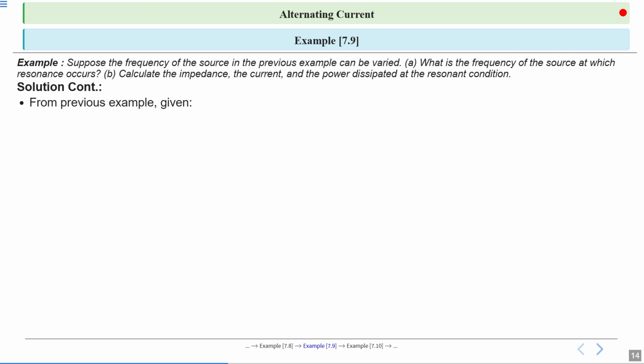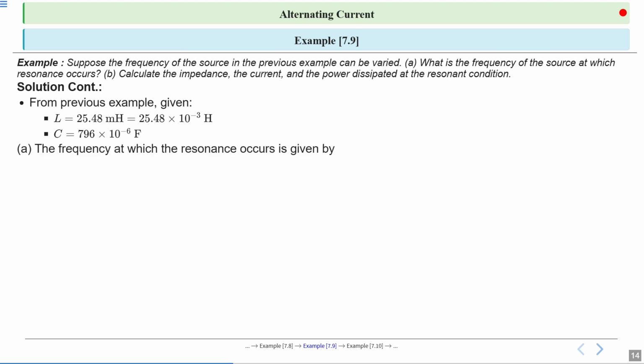From the previous example, what is given? L is equal to 25.48 millihenry, which is equal to 25.48 into 10 to the power minus 3 henry, and C is equal to 796 into 10 to the power minus 6 farad. Now A part, the frequency at which resonance occurs. We know that at resonance XL is equal to XC. Inductive reactance becomes equal to capacitive reactance.